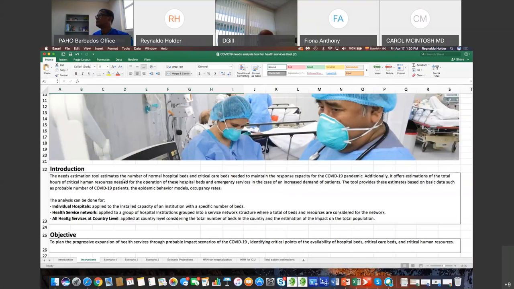In many cases, the countries begin with the established capacity for intensive care, for example, and then with the increase of cases and the influx of new ventilators and new investments made in response capacity, may need to expand the number of intensive care beds, ventilators, etc. And the tool allows you to look at how that can be expanded based on different scenarios and calculations.